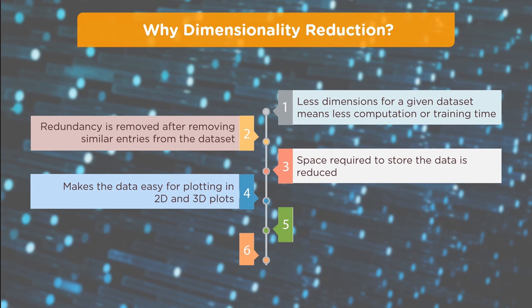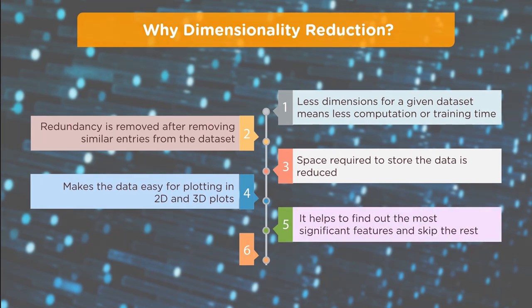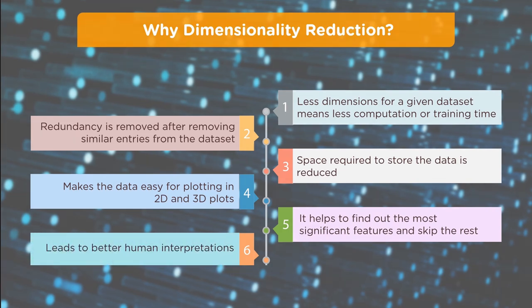Makes the data easy for plotting in 2D and 3D plots. This is my favorite part. Very important. You're in your shareholder meeting. You want to be able to give them a really good, clear, and simplified version. You want to reduce it down to something people can take in. It helps to find out the most significant features and skip the rest. Leads to better human interpretation. That kind of goes with number 4, where it makes data easy for plotting. You have a better interpretation when we're looking at it.